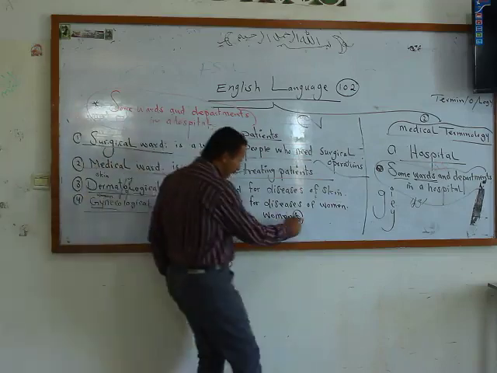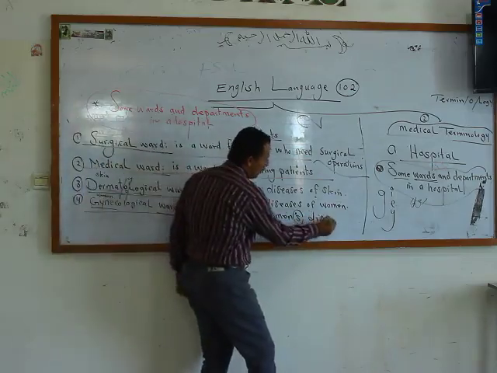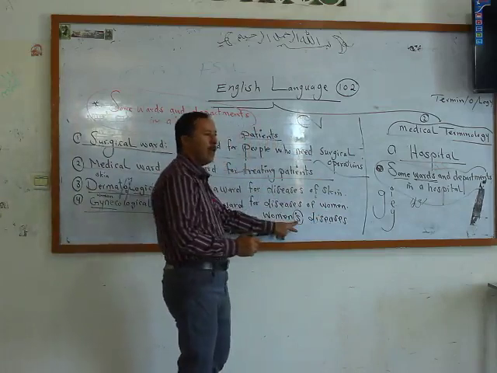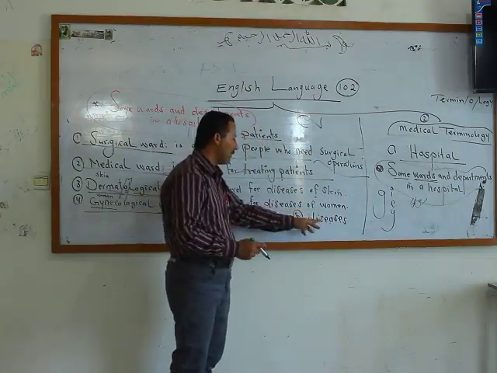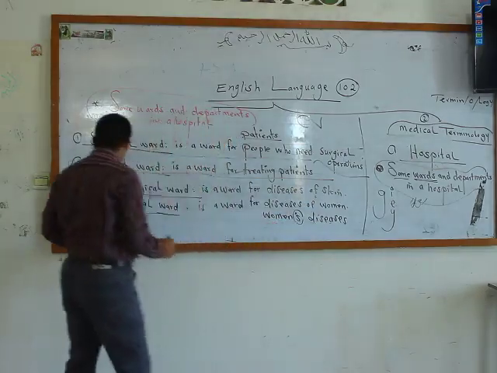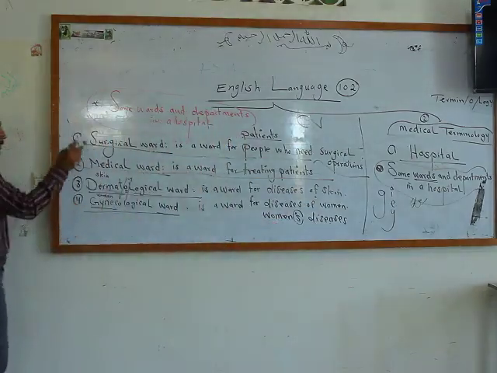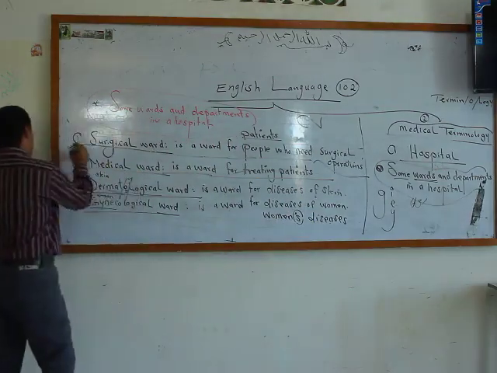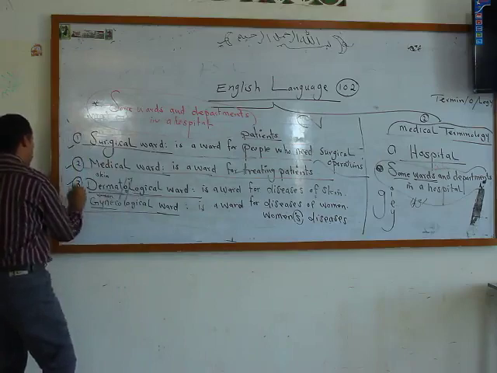Yeah, for example, women's disease. Just to emphasize, the apostrophe and the S show us the disease is for women, for a woman. Until now, how many words have we studied here? We studied 1, 2, 3, 4.